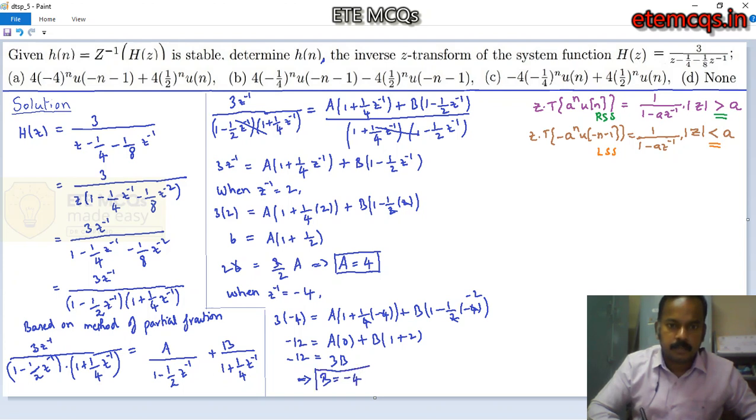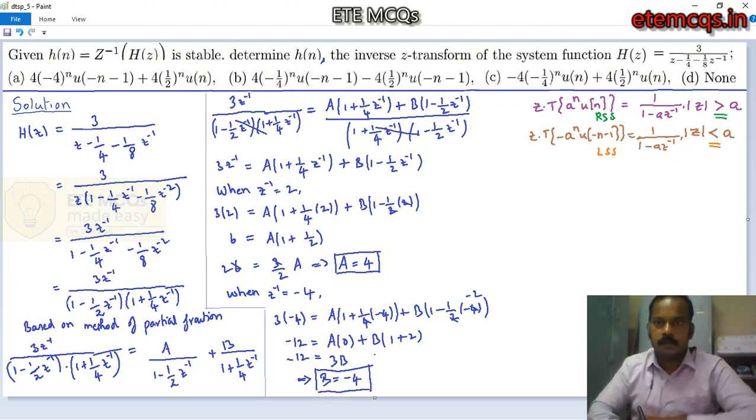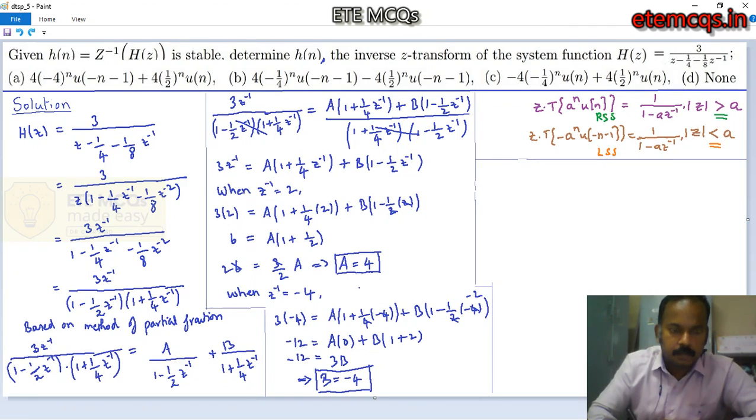So a is equal to 4 and b is equal to minus 4. So we have got the values for a and b. So substituting the value of a and b in the partial fraction, we get H of z is equal to 4 divided by 1 minus 1 by 2 z inverse, minus b is again 4, minus 4 divided by 1 plus 1 by 4 z inverse.